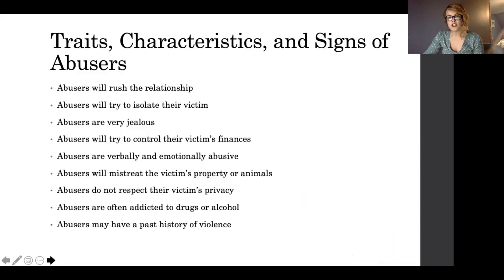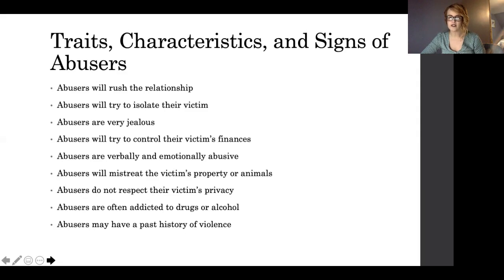So the traits, characteristics, and signs of the abusers are: 1, abusers will rush the relationship. Abusers will become attached to the relationship so quickly and rush through the getting-to-know-you phases. Typically, they will try to skip through this section and avoid their victim from getting to know their past or their family, possibly even their friends, anything that's really close to them.